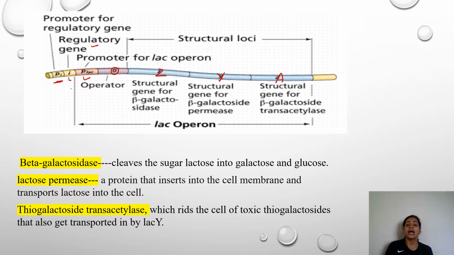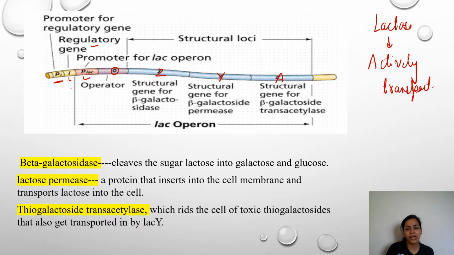Okay, so see, lactose is the sugar which has to be actively transported within the bacteria. ठीक है, बैक्टीरिया के अंदर इसे एक्टिव ट्रांसपोर्टेशन के थ्रू लेके जाना है, एंड देन ओनली द मेटाबॉलिज्म ऑफ द लैक्टोज कैन बी कैरीड. Okay, and for the transportation and even for the metabolism, the product of the three genes, that is Z, Y, A, are needed.